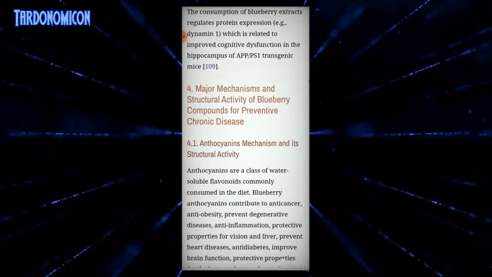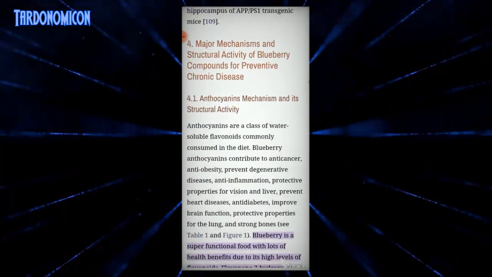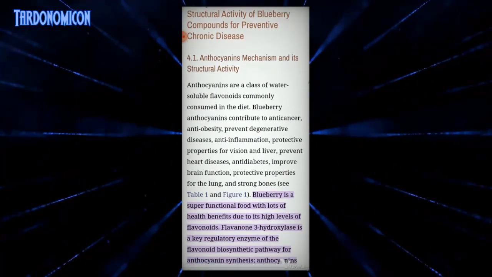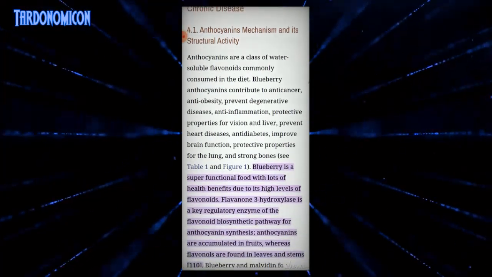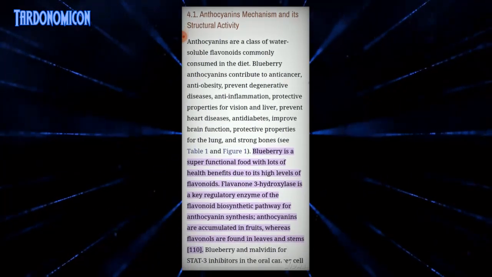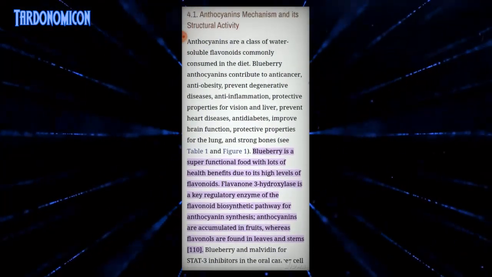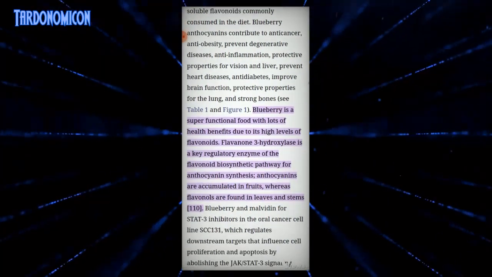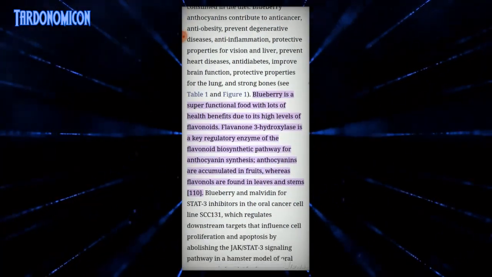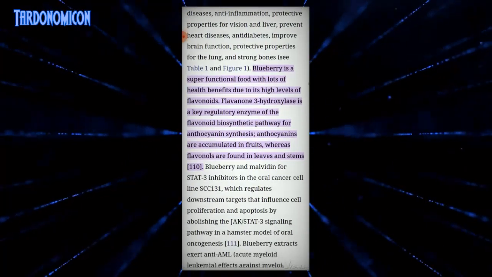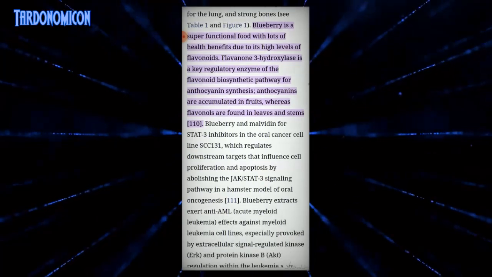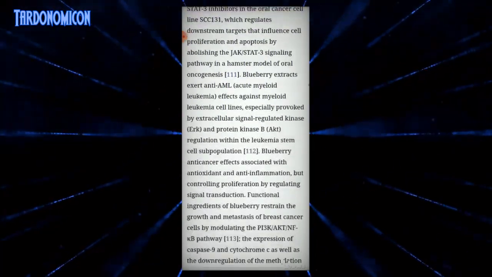Cardiovascular risk factors, major mechanisms and structural activity of blueberry compounds for preventative chronic disease. Anthocyanins mechanism and structural activity. Anthocyanins are a class of water-soluble flavonoids commonly consumed in the diet. Blueberry anthocyanins contribute to anti-cancer, anti-obesity, prevent degenerative diseases. Blueberry is a super functional food with lots of health benefits due to its high levels of flavonoids.